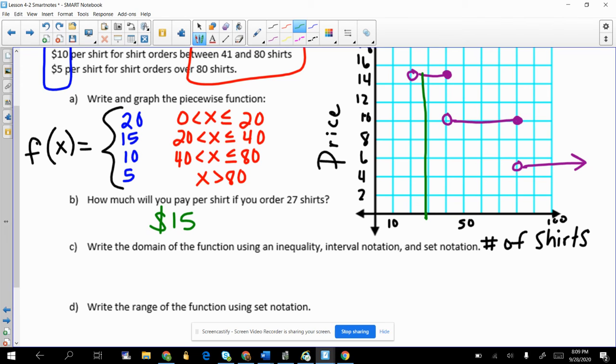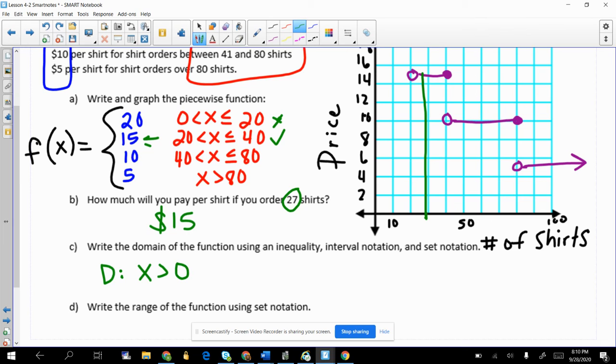Or what you could do is figure out which inequality 27 falls under. So is 27 between 0 and 20? No. Is 27 between 20 and 40? Yes. So you would know, okay, it was $15 per shirt. All right. Then this next part is asking you to write your domain. In this case, your domain should be very similar to what we did in the last one.